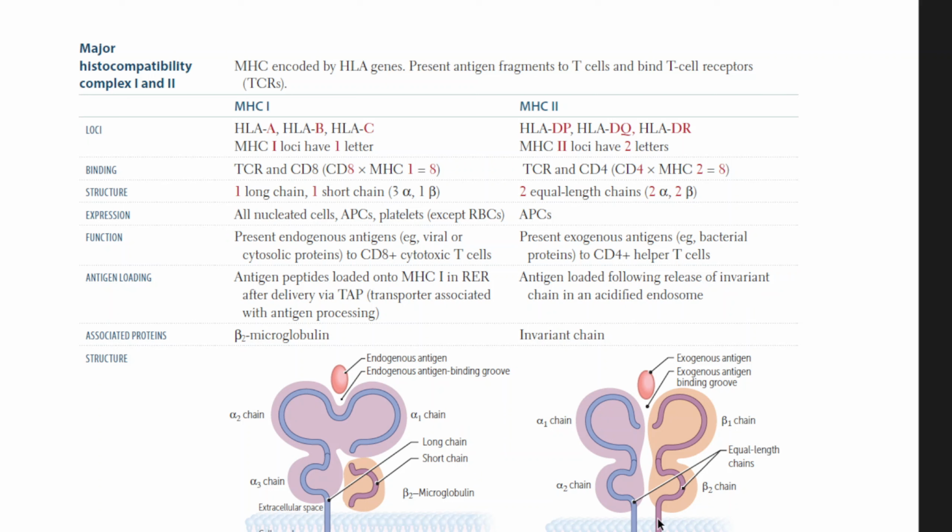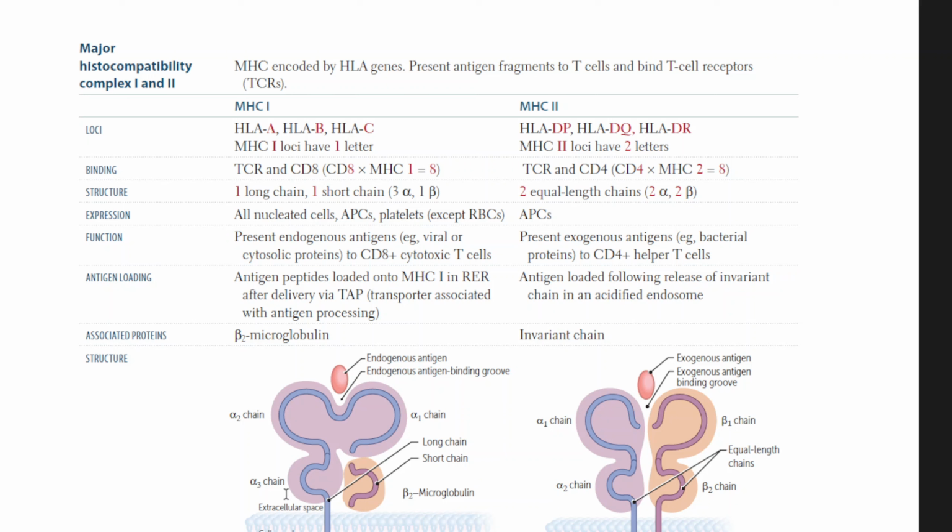So one way to remember is that this one has 2 legs, so it presents exogenous antigen. One way to remember is like she can walk around trying to find exogenous antigen, but in reality she doesn't walk around. She just stays in the extracellular space. But it's a good way to remember because it has two legs, suggesting that it walks around.